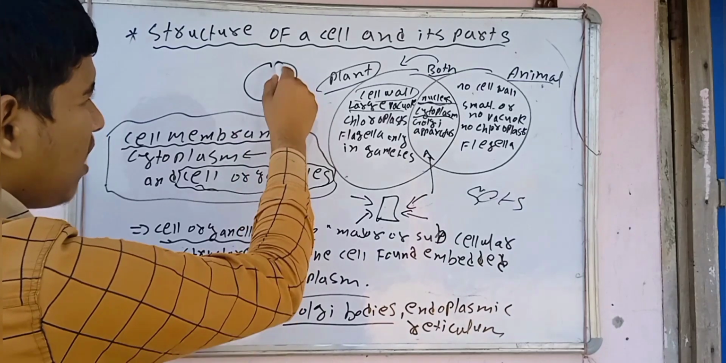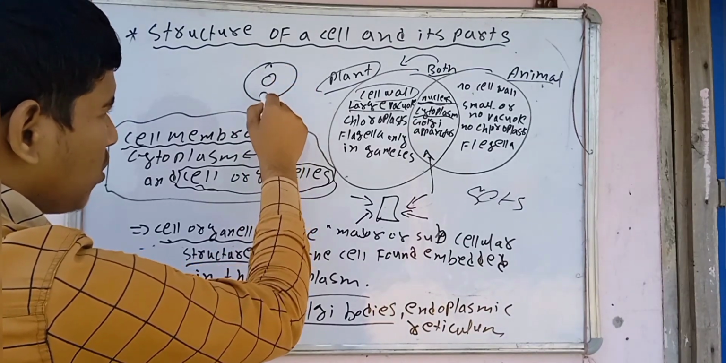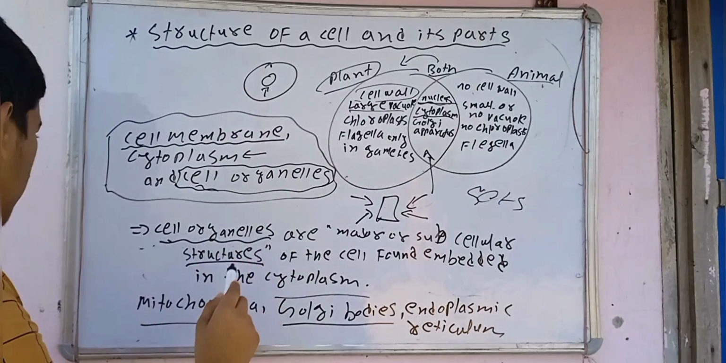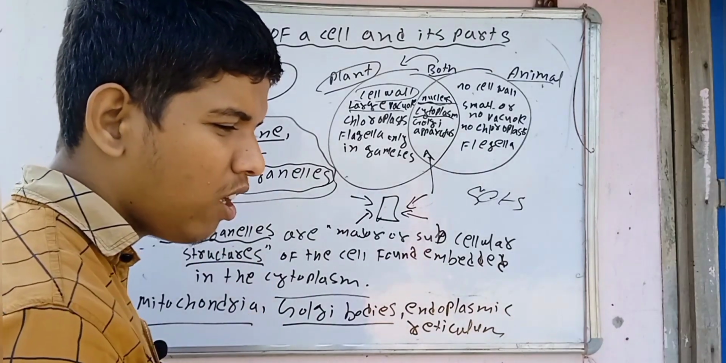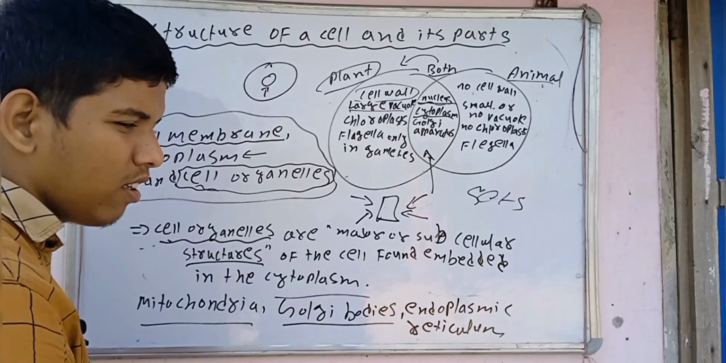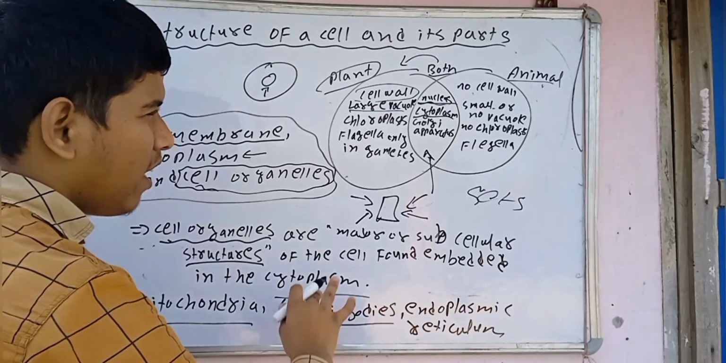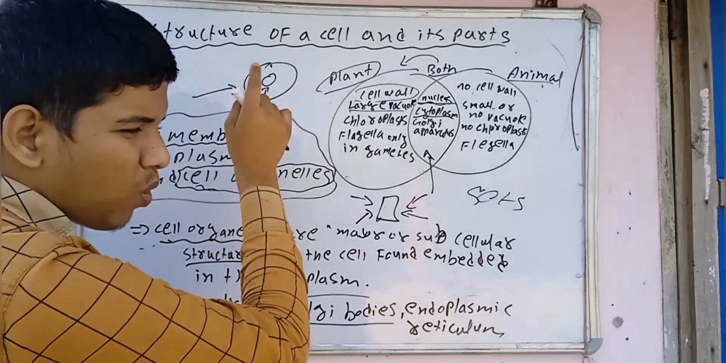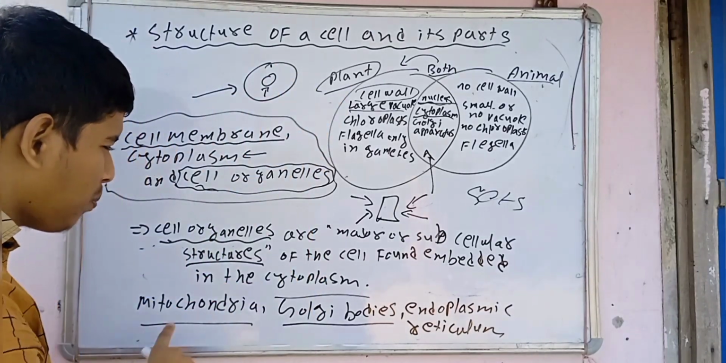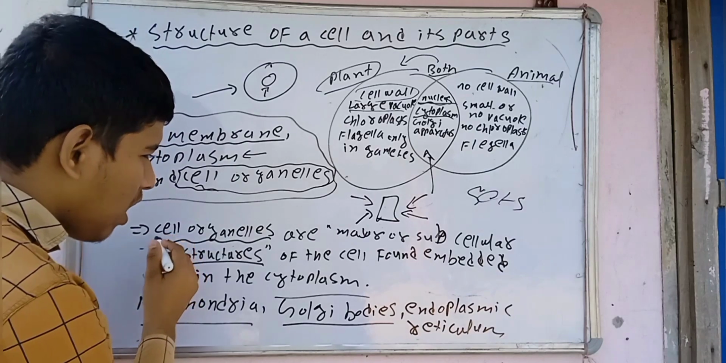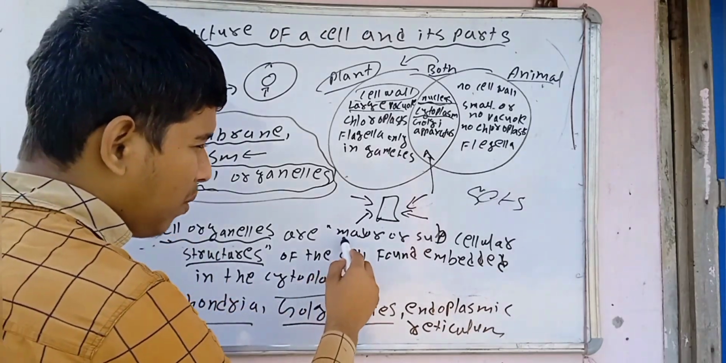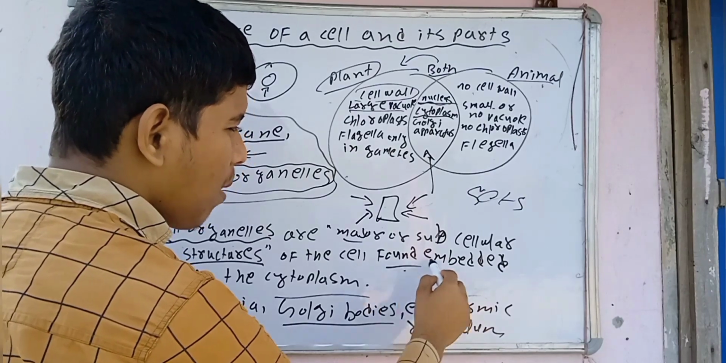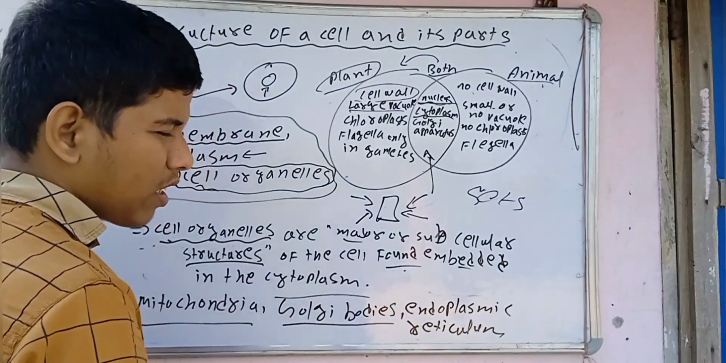Let's say this is a cell and there is a nucleus. This nucleus is also a cell organelle, right? Because it is a subcellular structure, meaning it is found in the cell. So basically, cell organelles are major or subcellular structures of the cell found embedded in cytoplasm, right?